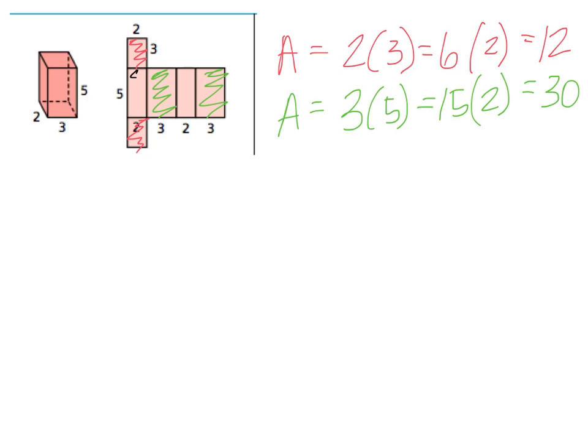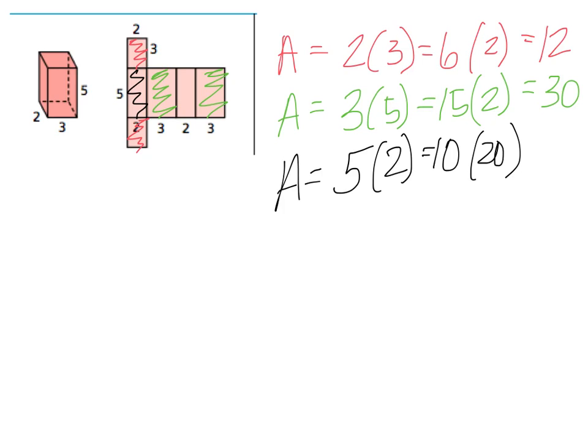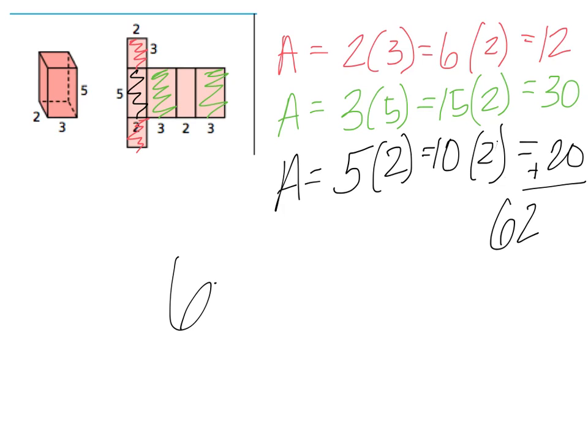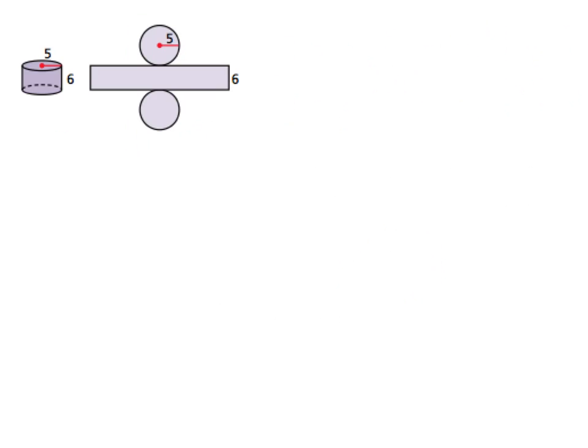Then I finally have one more. The area of that is 5 times 2, which is 10. And again, I have 2 of them, so I multiply that by 2, and I get 20. Then I want to find the sum of them, so I add them all up. 12 plus 30 plus 20 gives me 62, so my answer is 62 units squared. Because I'm using surface area, I just use squared.